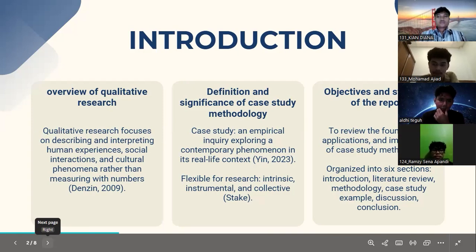Next, one of the most important approaches in qualitative research is case study methodology. According to Yin in 2018, a case study is an empirical inquiry that investigates a contemporary phenomenon within its real-life context. This means that a case study helps researchers to explore the subject in depth, whether it is a person, a group, an organization, or even an event, according to Stake 1995.